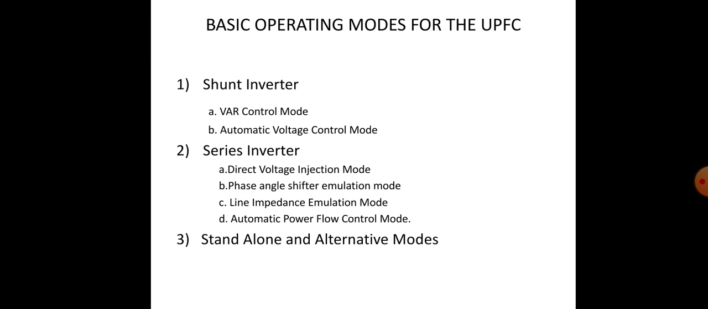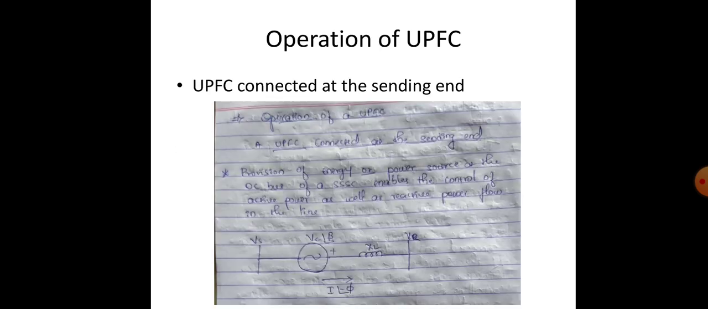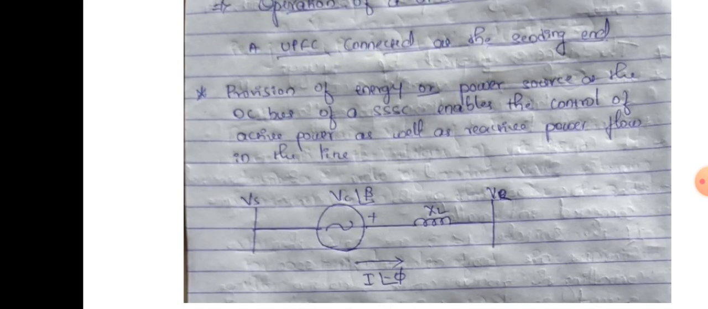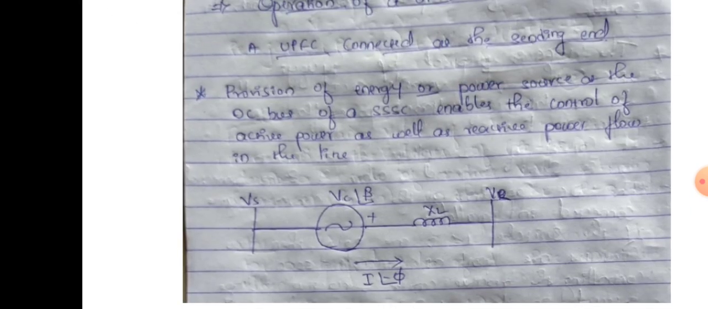And now we have the operation of UPFC, and the first one is the UPFC connected at the sending end. Here you can see the figure, a single line diagram. We have the sending end voltage, receiving end voltage, and line impedance. So provision of an energy or power source at the DC bus of a TCSC enables the control of active power as well as reactive power flow in the line.